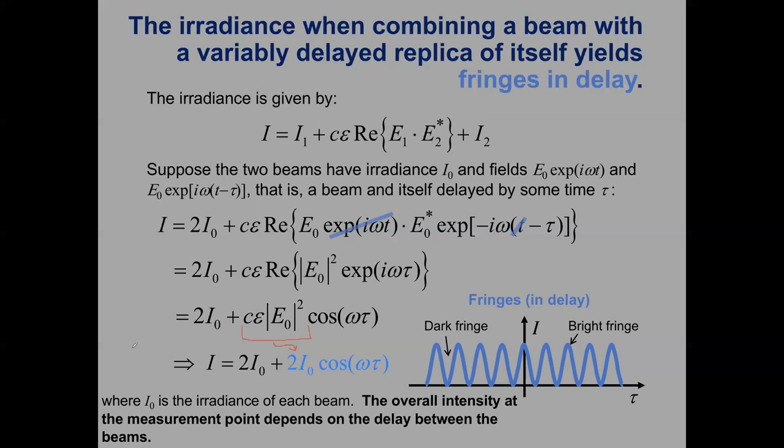Is that clear to everyone? Does it make sense what we're talking about here? So the takeaway message is that we vary the time delay between the two beams. We vary their relative phase shift, and it allows us to control whether they constructively or destructively interfere. And that dependence is a cosine dependence.